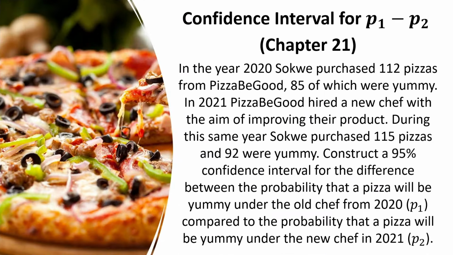Next question. In the year 2020, Sockway purchased 112 pizzas from Pizza Be Good, 85 of which were yummy. In 2021, Pizza Be Good hired a new chef with the aim of improving their product. During this same year, Sockway purchased 115 pizzas, 92 of which were yummy. Construct a 95% confidence interval for the difference between the probability that a pizza will be yummy under the old chef from 2020 compared to the probability that a pizza will be yummy under the new chef in 2021.